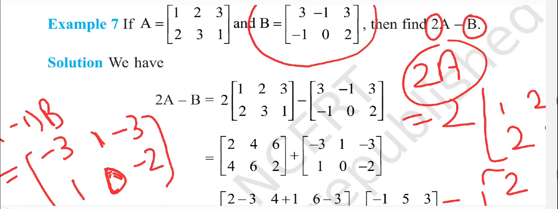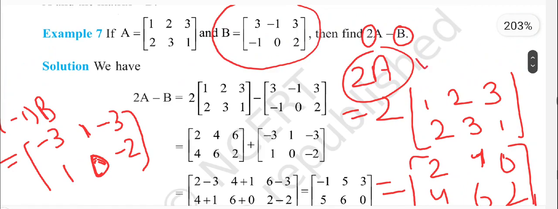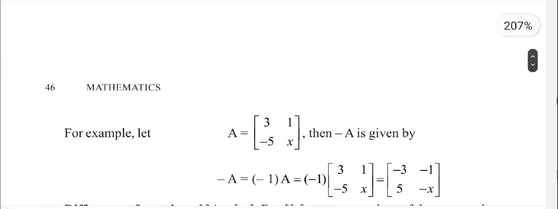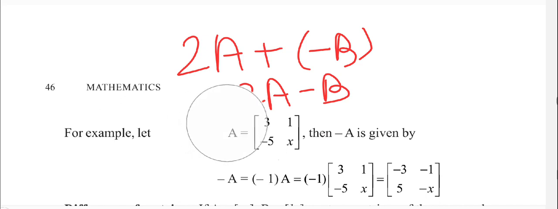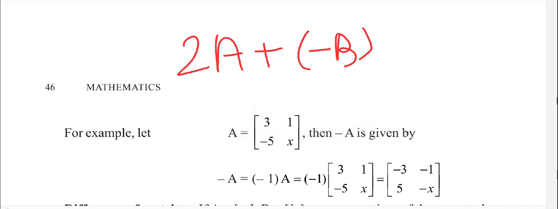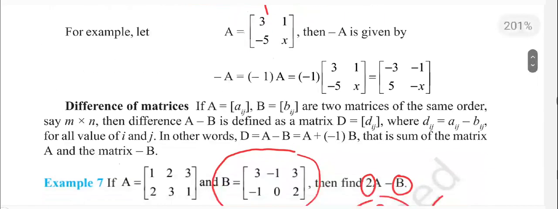So now I have both the matrices. I have 2A as well as, not B, but minus B. Now I can simply add 2A plus minus B. If I add 2A plus minus B, this is nothing but 2A minus B. So basically I am trying to simplify it. I first find 2A, then I find minus B, and then I add them.